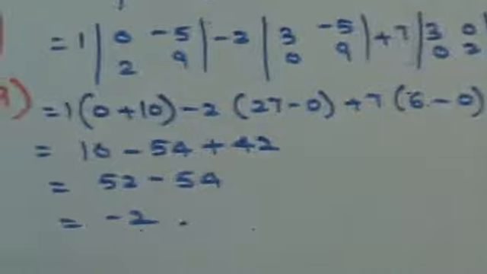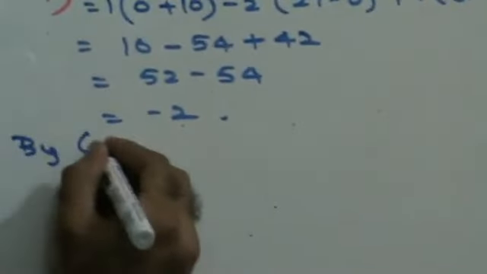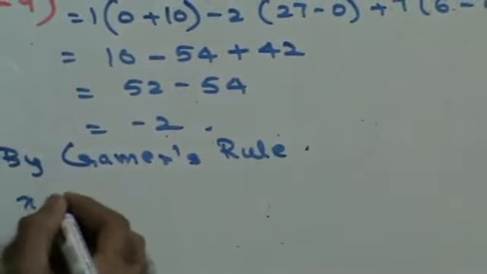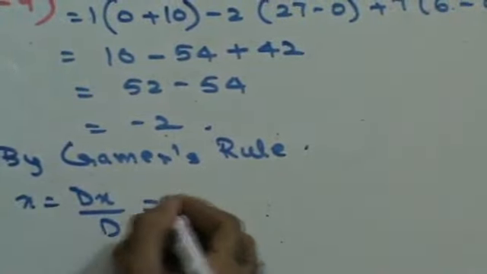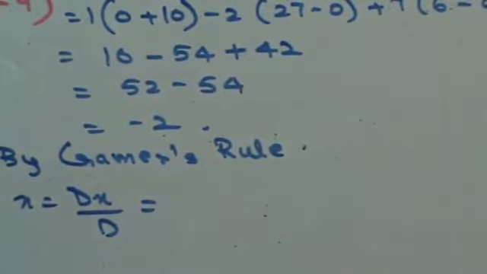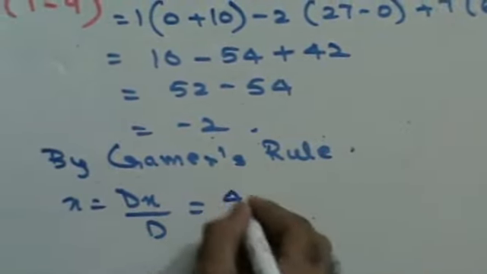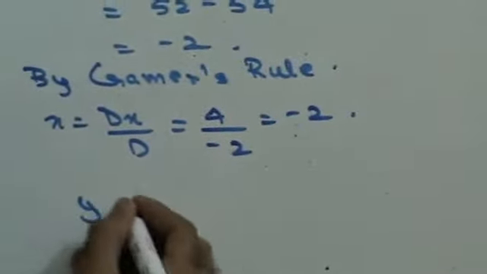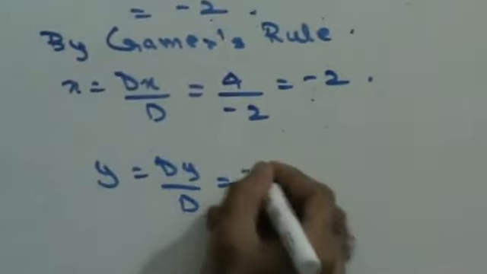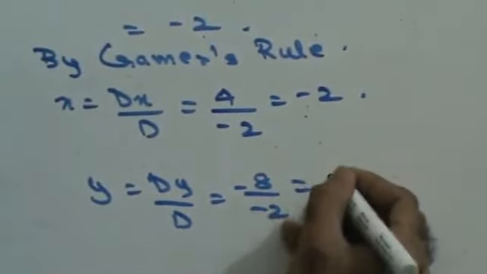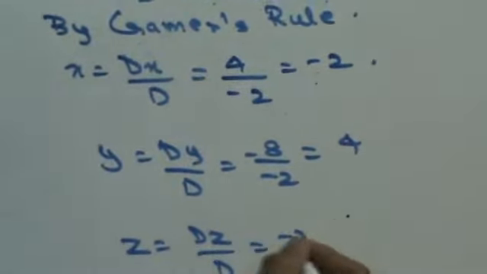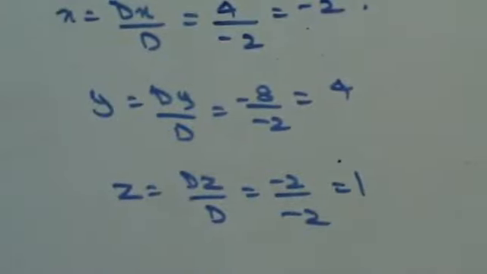Now I could apply Cramer's rule. By Cramer's rule, I can say that x is equal to dx upon d. Dx upon d. Dx is 4 upon minus 2. So that's minus 2. y is dy upon d. Minus 8 upon minus 2. That's 4. And z is equal to dz upon d. Minus 2 upon minus 2. That's 1. Right? Okay. We'll stop this here for the day. Thank you very much.